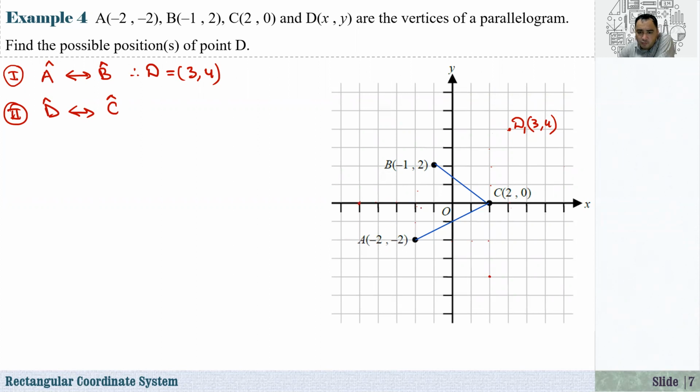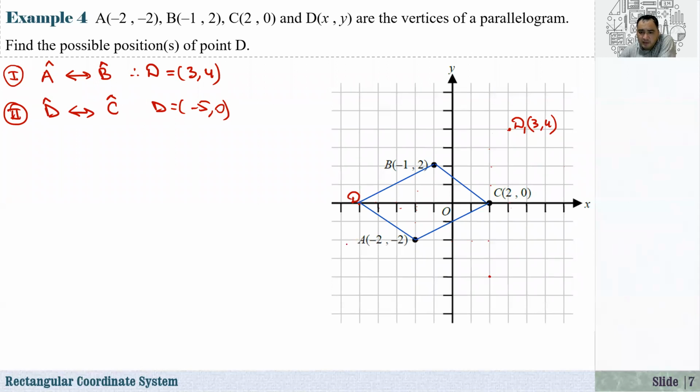So what are these coordinates? 1, 2, 3, 4, 5. So the coordinates of D will be -5 and 0. Now if you just draw this, you will get this shape. That's our parallelogram, right? Opposite sides are equal. So that is the second possible position of D. Let's say this one is D, whose coordinates are -5, 0.